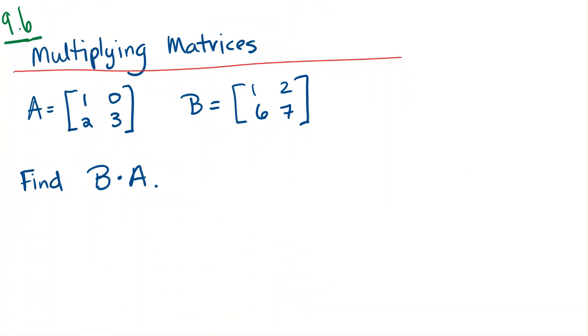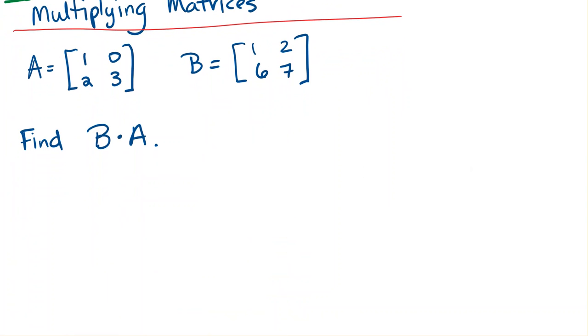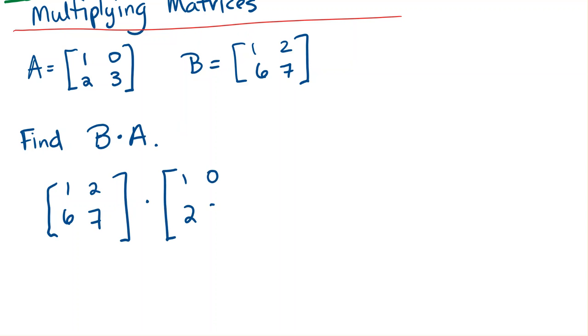We're going to review multiplying matrices. If we have matrix A given here and matrix B given here, we're asked to find B times A. Remember, when you're multiplying matrices, the order matters. So we're asked to find B times A. I could write that here as [1, 6; 2, 7] times [1, 2; 0, 3].